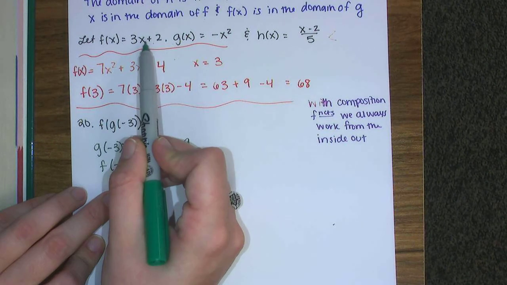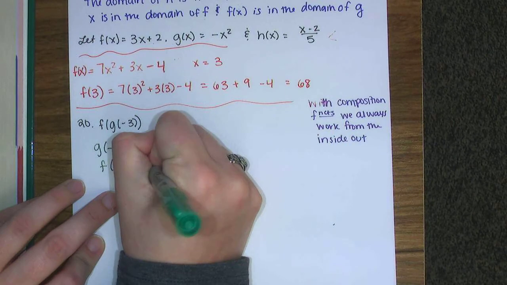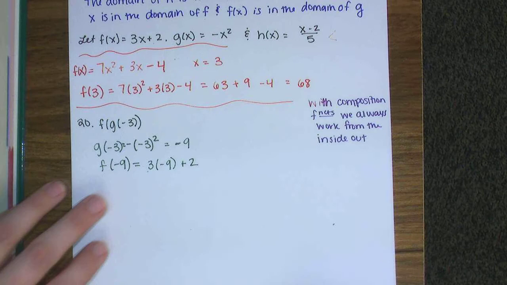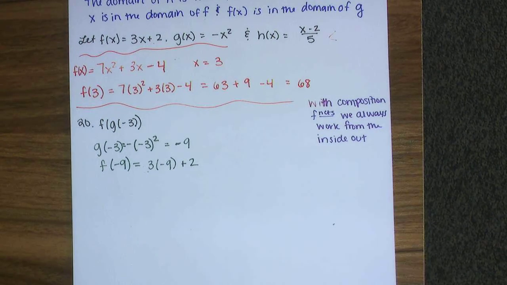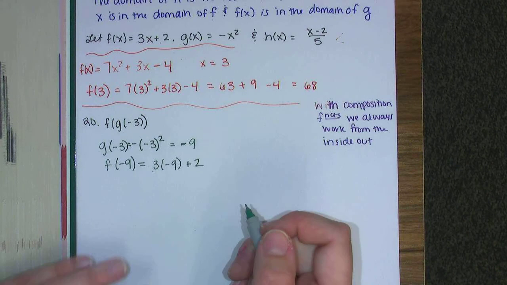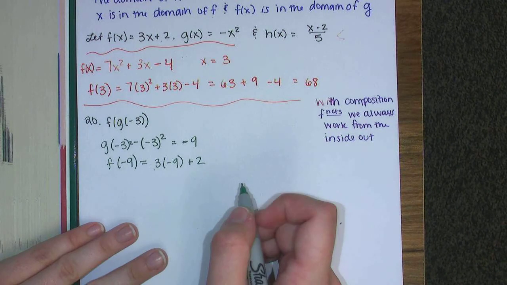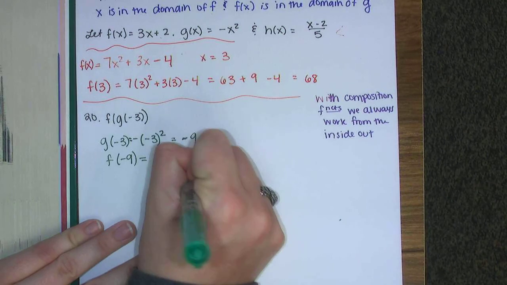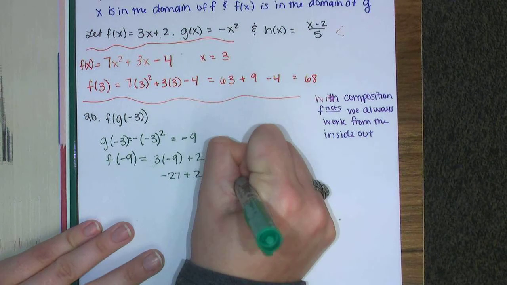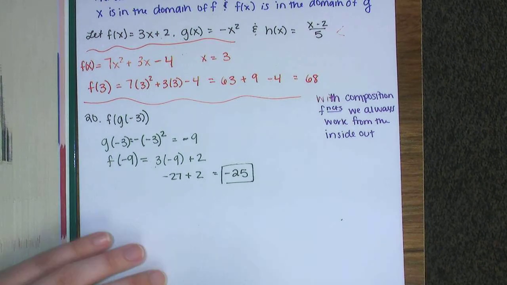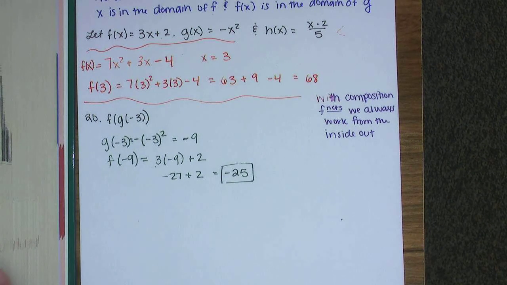Okay, 3 times negative 9 is negative 27, plus 2 is negative 25, and that is the answer for that one. Okay, so these do take some getting used to. We have a couple more to do. Let's get one that's a little bit harder. Let's go to 26. Okay, 26 is about as hard as it can get with this type.